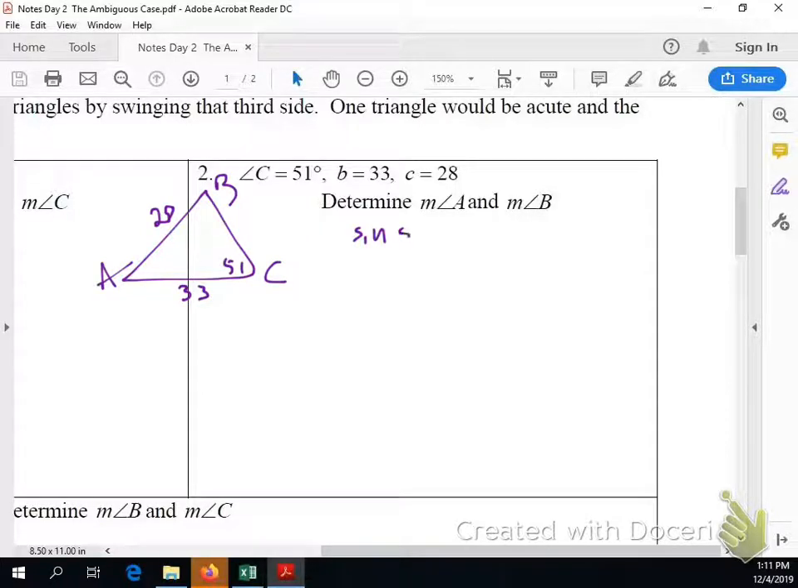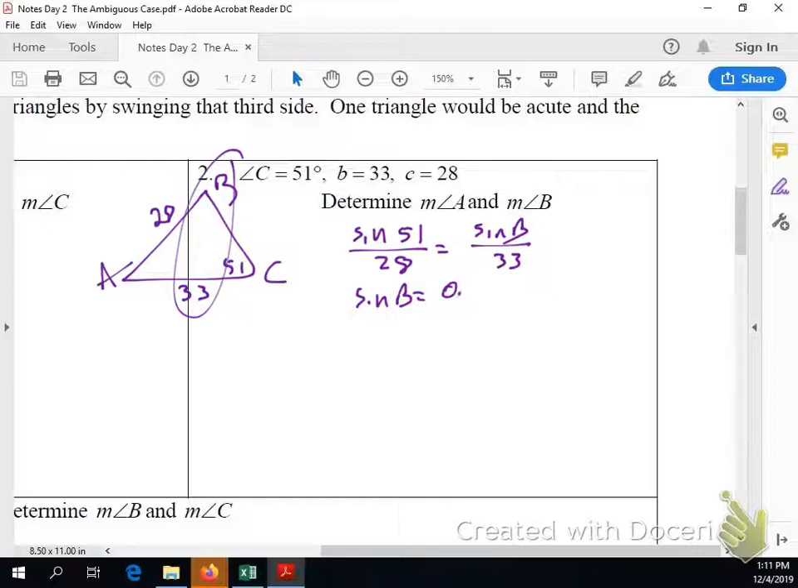Well, since we know angle C and its opposite side, we're going to use those in our law of sines. And then we're going to have to find B first because that's the opposite side that we've been given. Cross multiply and get sine of B by itself. So we get 33 times the sine of 51, and we divide that by 28. And we get 0.9159.